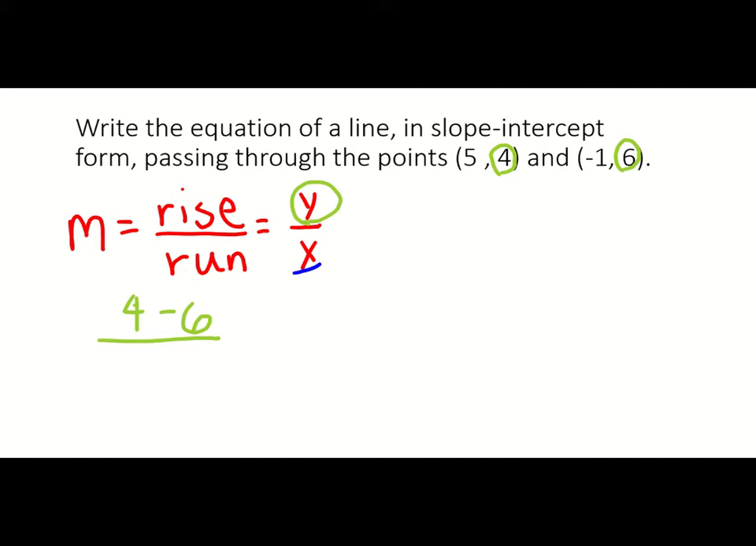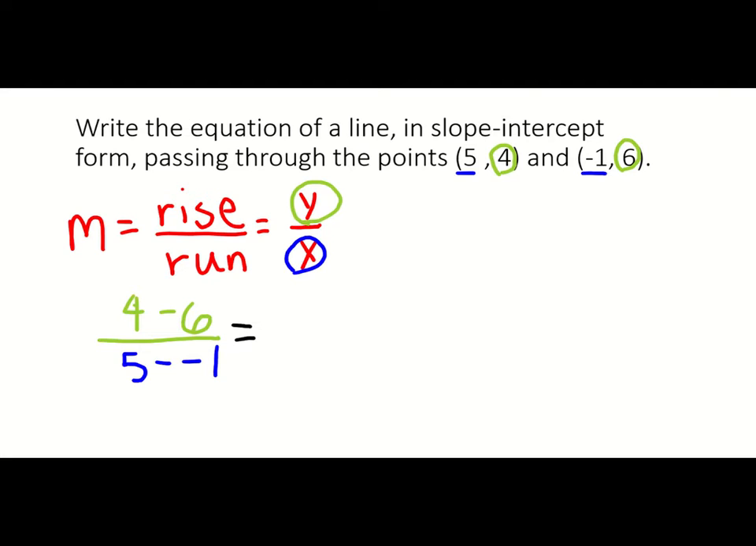Now our x values would then be 5 and negative 1. So we need to subtract these numbers as well, going in the same order left to right. So we're going to have 5 take away negative 1. Don't lose the fact that you're subtracting a negative. Once you've set up your y's and x's, then simplify by doing the subtraction.